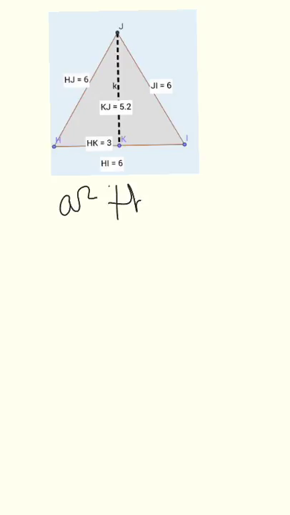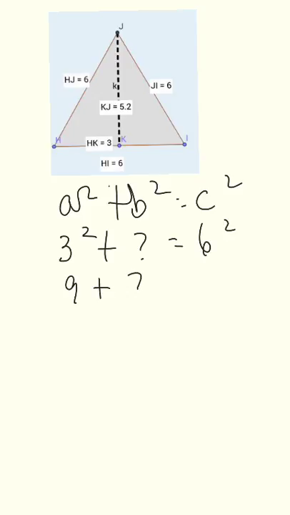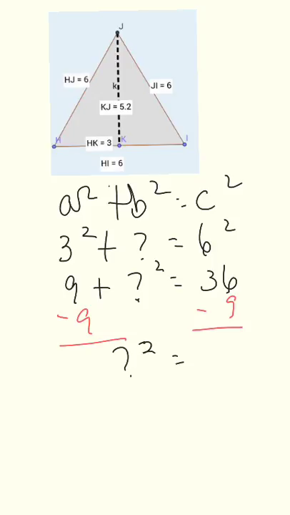Okay, our a is going to be our short side, so we're going to put in 3 squared plus our height. Well, that might be the thing that we're looking for, so we're going to put a question mark there. And our hypotenuse is 6 squared. So we're going to make this 9 plus question mark squared equals 36. All right, let's go ahead and subtract 9 from both sides. And that's going to give us our question mark squared is going to equal 27.